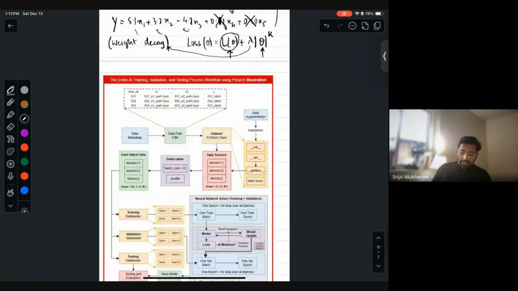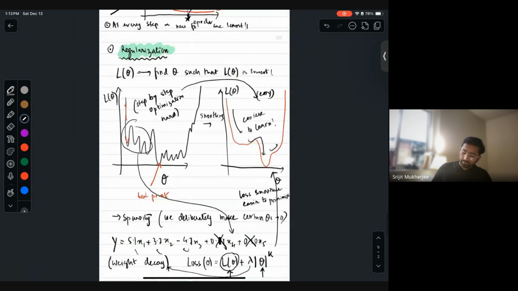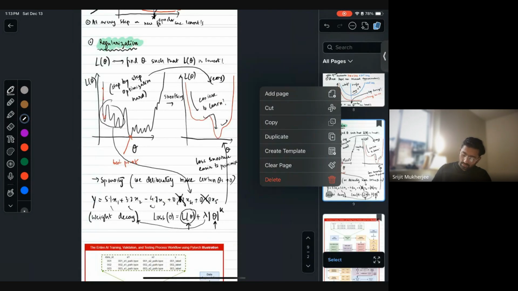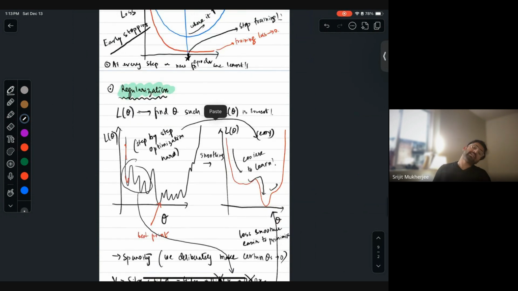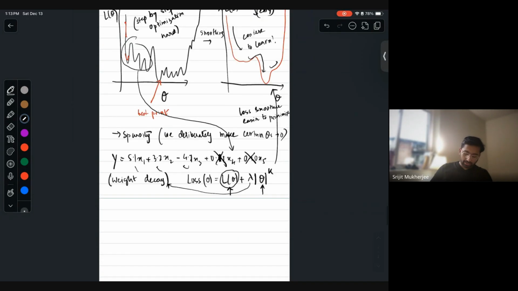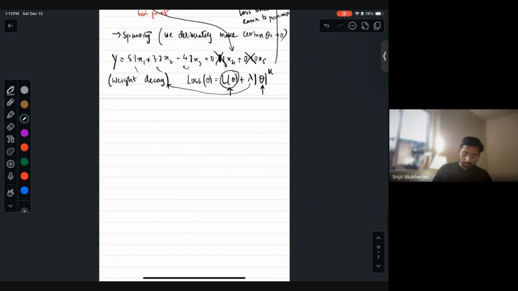So another part is hyperparameter tuning. There may be other kinds of regularizations, something like dropout and stuff, but I'm not going there. The whole idea of regularization is to make the model learning smoother so that it's easier to learn and navigate. Okay, the second final part is hyperparameter tuning.